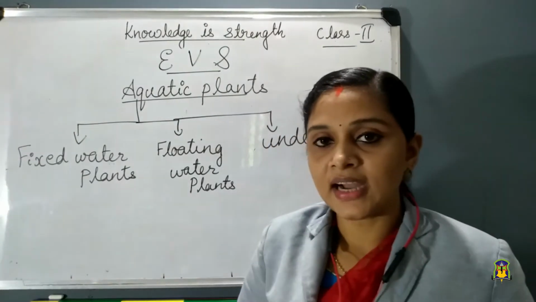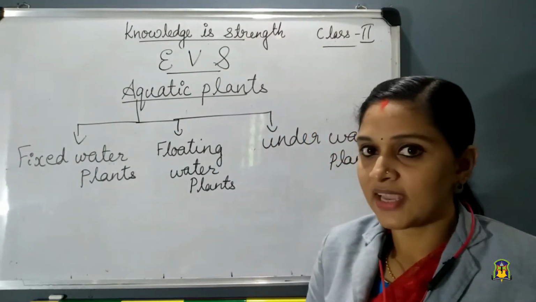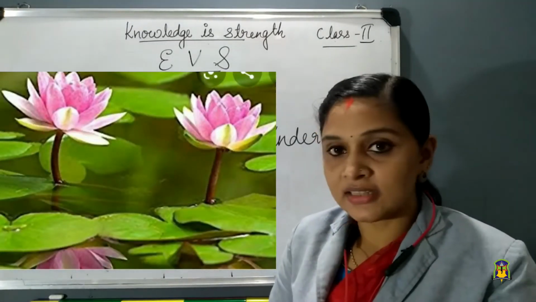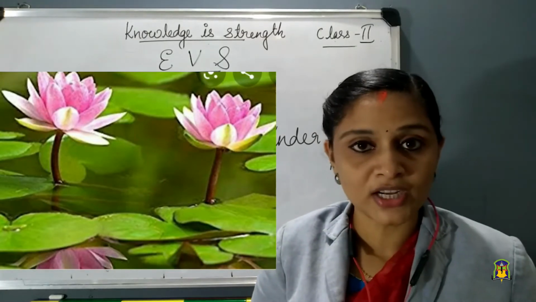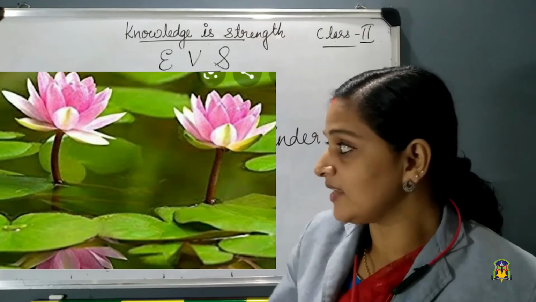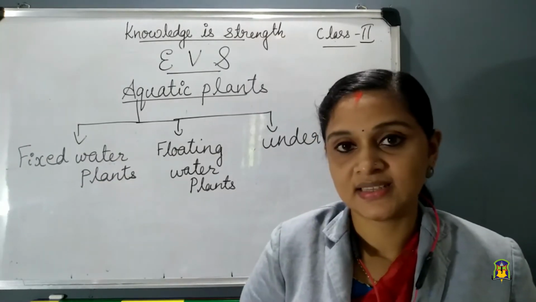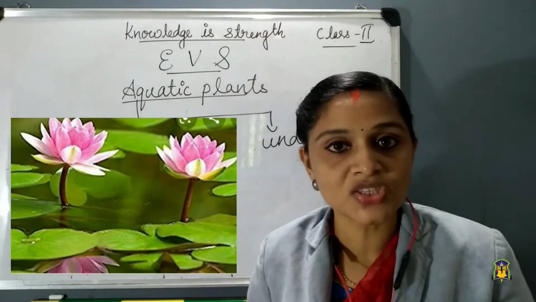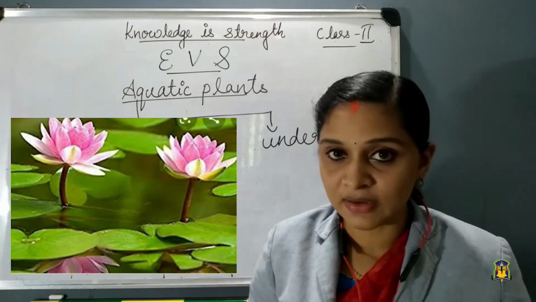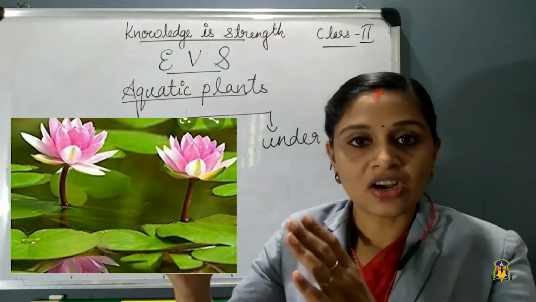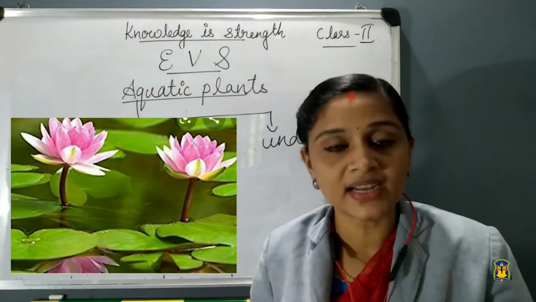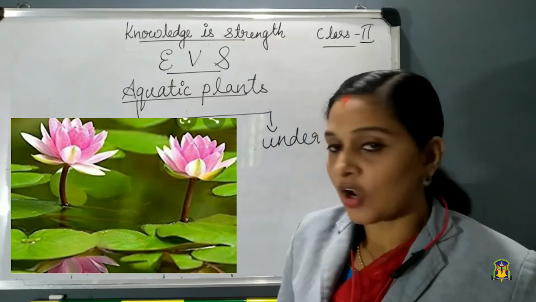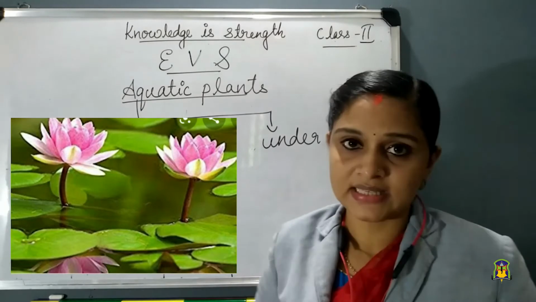Then I will show you one picture. Again, which one is it? Yes, lotus plant. And do you know this lotus plant is which type of water plant? It comes in fixed water plants. Why? Because the lotus plant's roots are fixed into the soil. Under the pond, soil is there. So the roots of this lotus plant are fixed into the soil. That is why this lotus plant is a fixed water plant.